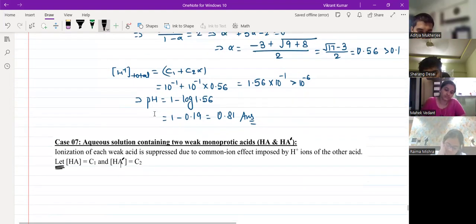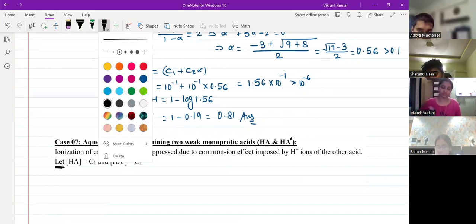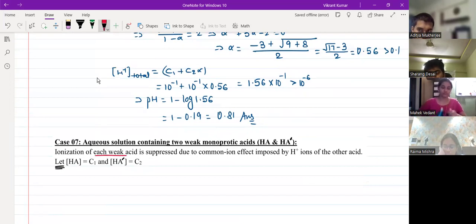So first thing is both of them are sources of H plus, and that's why they are going to impose common ion effect on each other, on the ionization of each other, and that's why the first point is ionization of each acid, each weak acid is going to be suppressed due to common ion effect imposed by H plus ion of the other acid. है ना? That's one theoretical point.